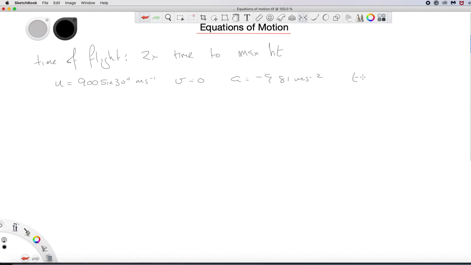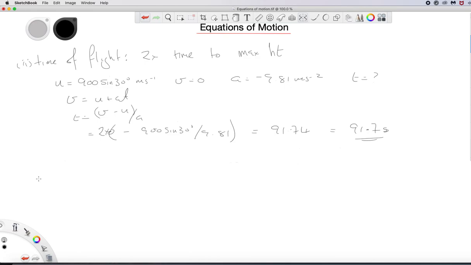So, how about V equals u plus AT? T then is V minus u over A. And that gives us V is zero minus 900 sine 30 divided by 9.81. That gives us 91.74 seconds, which is 91.7 seconds to 2 sig figs. Sorry, it's 2 times that. Maybe 1.7 seconds.